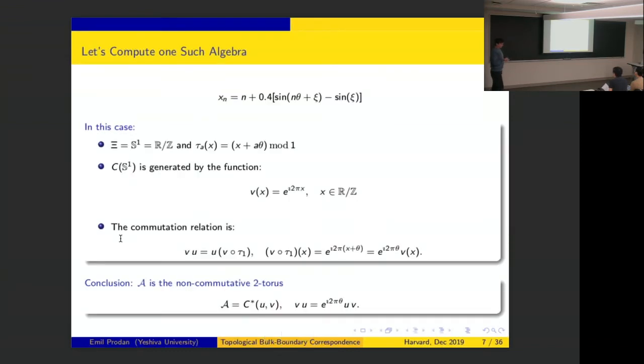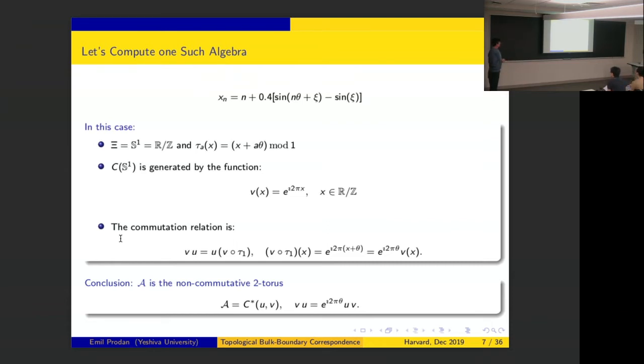Let's compute one of these algebras, and you will see a quite interesting connection. So I'm going again with this pattern. We just learned that the hull of this pattern is just a circle. So we saw this circle, and then the action of the Z is just the shift by a theta.